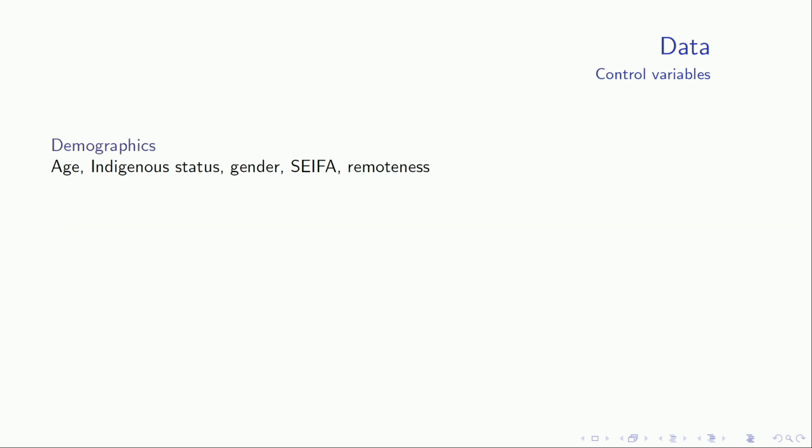Moving on to my control variables, which I alluded to briefly earlier. We've got age, Indigenous status, gender, socioeconomic status, and remoteness.